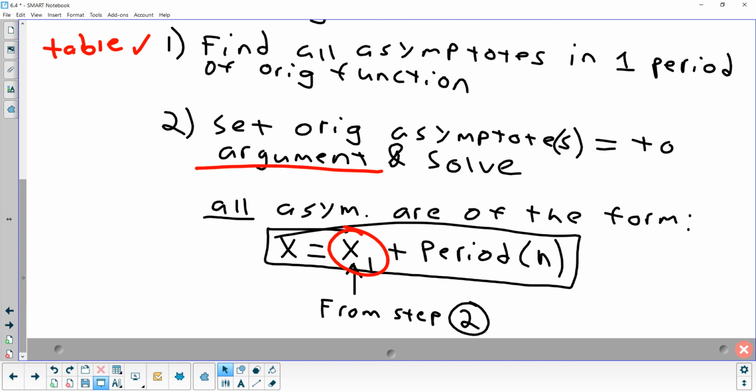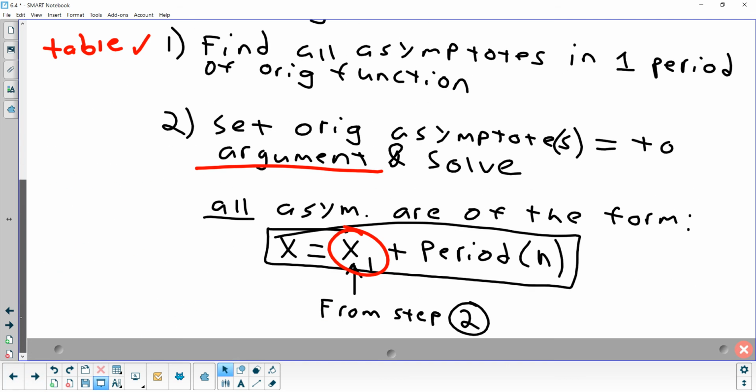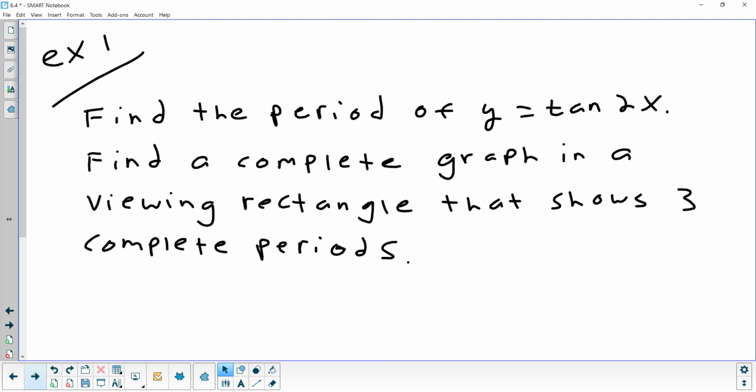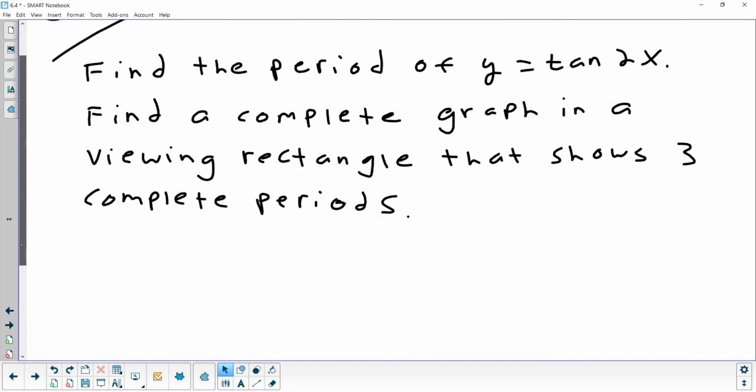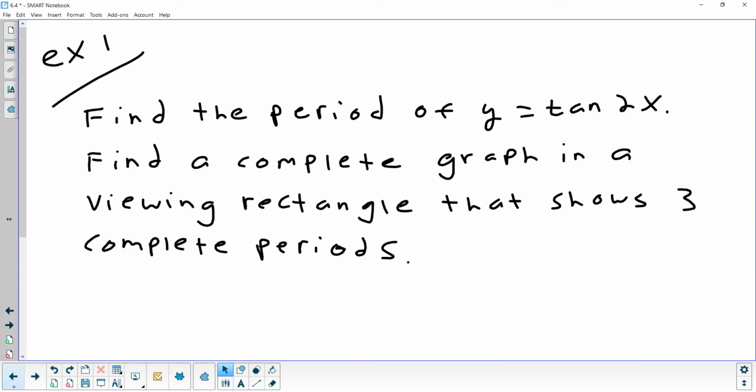Okay, so let's see. So let's find the period. And I thought I did one with asymptotes. Maybe that's after. All right, let's find the asymptotes here too. So let's find the period of that. And then let's describe the asymptotes. And then we'll do a sketch.